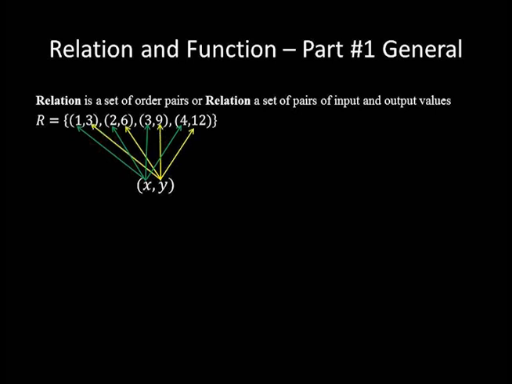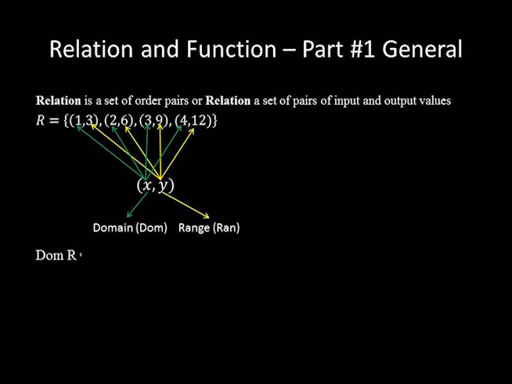Input values, or values in place of x, are called the domain of the relation. Output values, or values in place of y, are called the range of the relation. Meaning, domain is a set consisting of all input values of the given relation, and range is a set containing all the output values of the given relation. To make these two concepts clear, let's find the domain and range of the given relation.